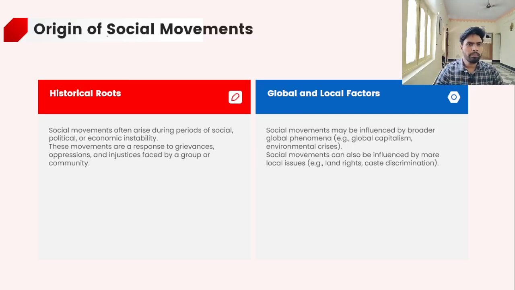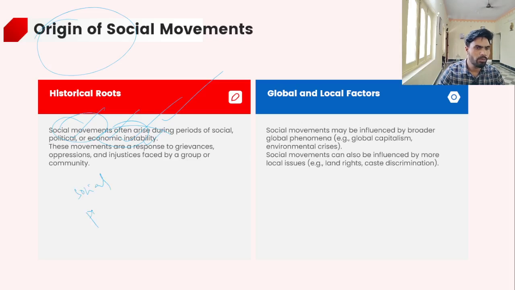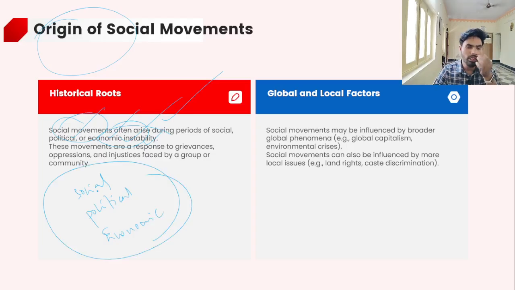If you see the origin of social movements, historical roots are there. Social movements often arise during periods of social, political and economic instability. What are the three types of instabilities? Social, political and economic. Whenever there are instabilities in any of these three arenas, social movements will arise.